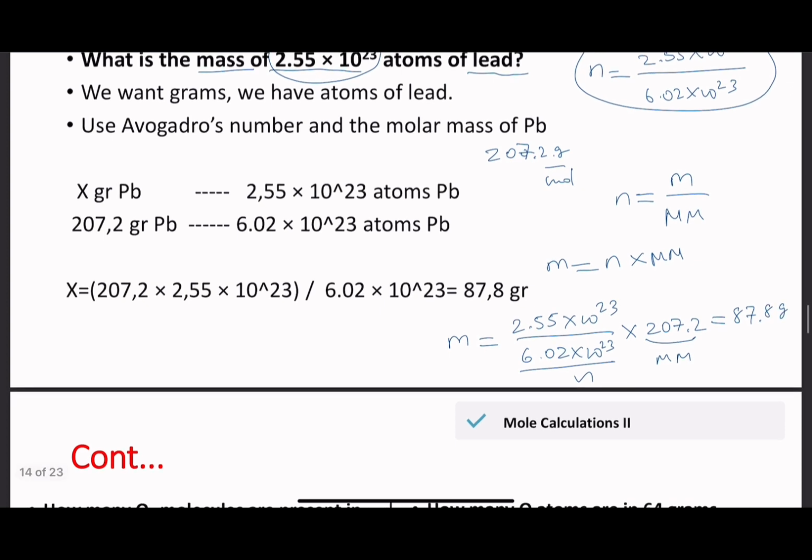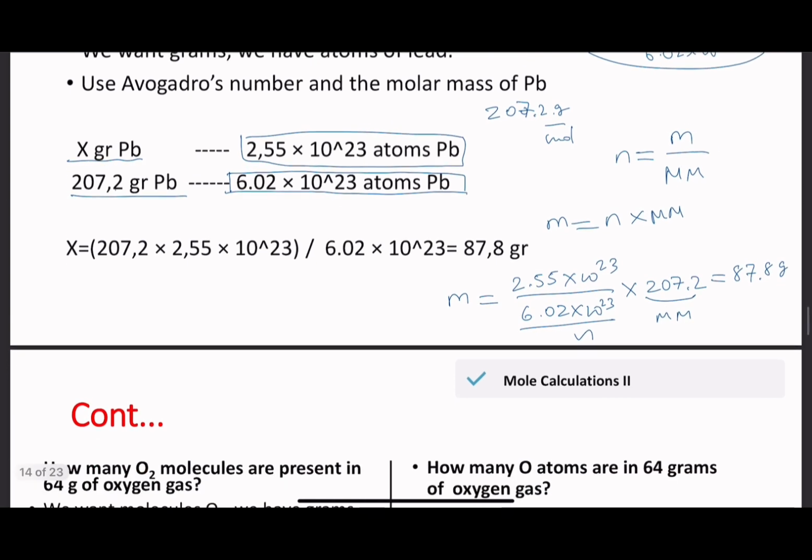Or you can use proportion, because you know the molar mass of lead, 207.2, and because it is molar mass, it would equal this many particles, the Avogadro number. And you're given how many particles there are at how many grams. You can use the proportion and find the value.